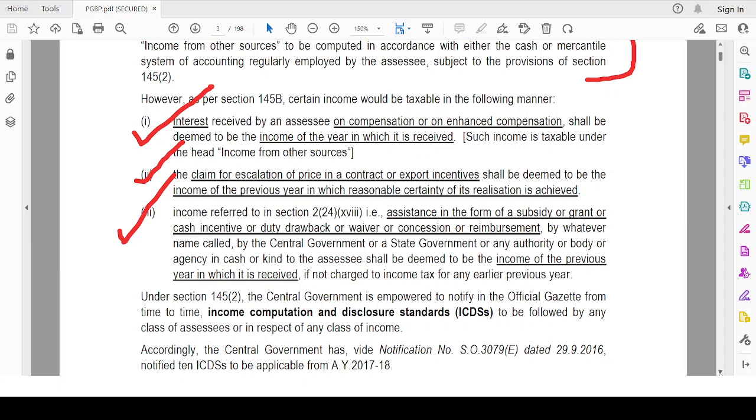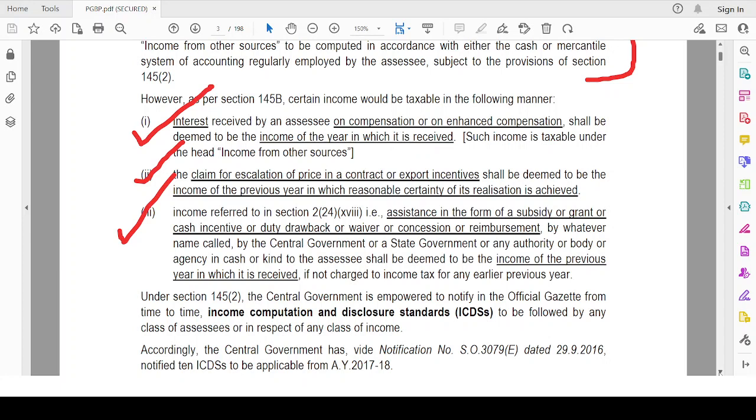Now we have three types of income, right? One is compensation or enhanced compensation, which is deemed to be income of the year in which it is received. Second is a claim for escalation of price in a contract or export incentive. Again, it is deemed to be the income of the previous year in which reasonable certainty of realization is achieved. And third, any form of subsidy or grant given by the central government, state government, or any of its bodies shall be deemed to be the income of the previous year in which it is received.